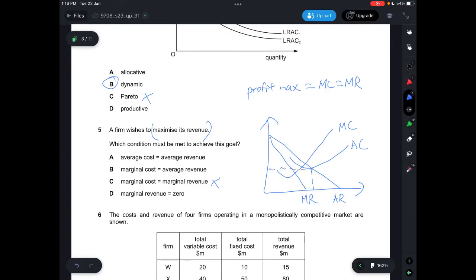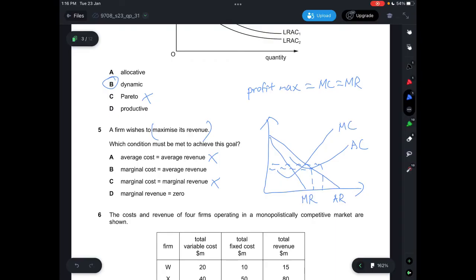And if you realize at this point, your MC curve is above the AC curve, and if you go anywhere more than AC equals AR, let's say for example this position, your revenue will be lower than your cost, which means you're incurring a loss. So AC equals AR is where you break even if you're not trying to earn anything, but it's not where you're maximizing revenue. Instead, in this case, it's called sales revenue maximization. So this is also not the answer.